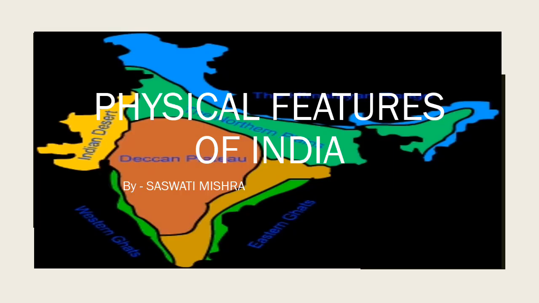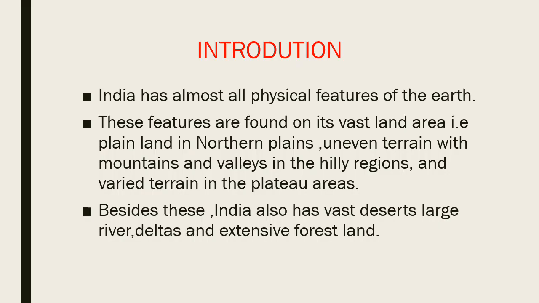Today I am here to discuss some important points about the physical features of India. Before going to the topic, let's come in brief to what the physical features of India are. India has almost all physical features of the earth. These features are found in its vast land area, that is plain land in the northern plains, uneven terrain, the mountains and the valleys in hilly regions, and varied terrain in plateau areas. Besides this, India also has vast deserts, large rivers, deltas and extensive forest land.